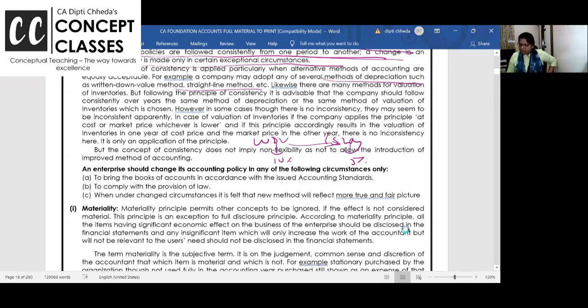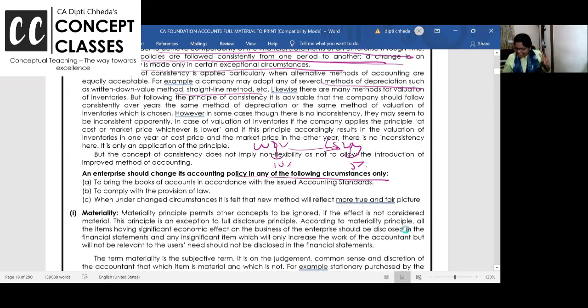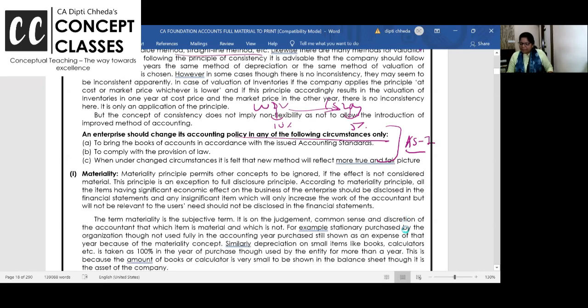Accounting policies should be changed only for 3 reasons. What they are saying is AS1, disclosure of accounting policy. Enterprise should change accounting policy only to bring the books of accounts in accordance with the issued accounting standards. So, you can't have conflict between the accounting standards and policy. So if some AS10, like, I hope all of you know that AS6 related to depreciation is not there now. It is merged into new AS10.